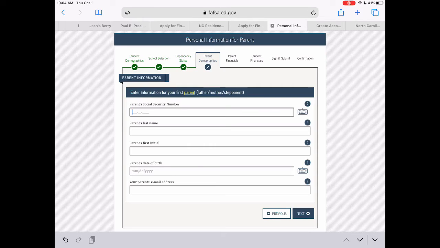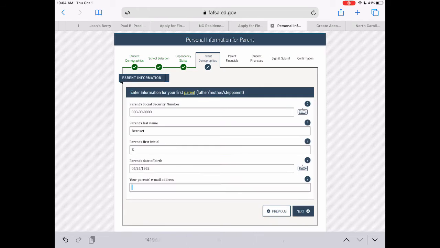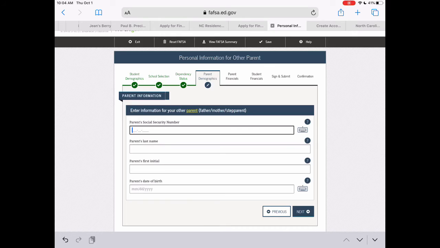Then it's going to ask for your parents' personal information. So you're going to need to get their social security number. It doesn't matter which parent you put as your first parent and which you put as their second parent. If they don't have a social security number, you can put zeros. And then it's asking for first initial, and it's not required for you to put their email, so you can skip it if you want. And then for your other parent, if they don't have a social security number, again, put zeros. Don't put their ITIN, their tax number. If they don't have a social security number, just put zeros.